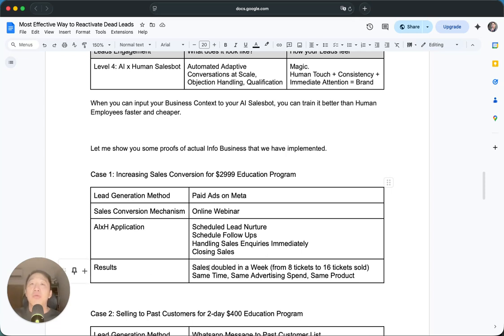The result is that sales doubled in a week, from an average of closing 8 tickets to closing 16 tickets a week. Same advertising spend, same product, no change. Just that your conversations become more consistent and more attentive.